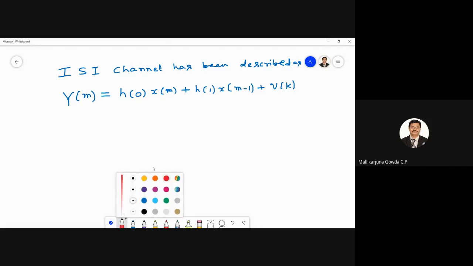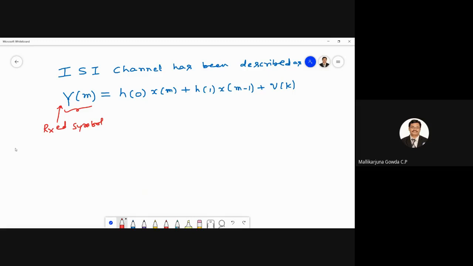So this Y of M is the received symbol at time M. And this X of M is the transmitted symbol at time M.